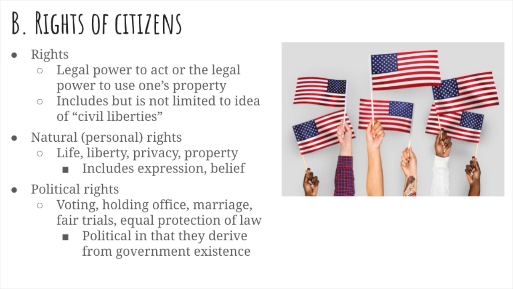One would be thinking about natural rights. These are the Lockean natural rights that Thomas Jefferson articulated in the Declaration of Independence. These would be things like life, liberty, and property. Some people would argue privacy rights are also natural protected rights. And these would include things like freedom of expression, freedom of belief, some of those traditional things that we find in the First Amendment, for sure.